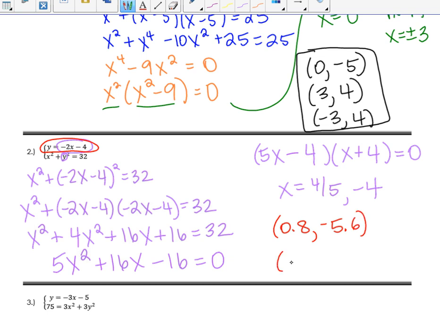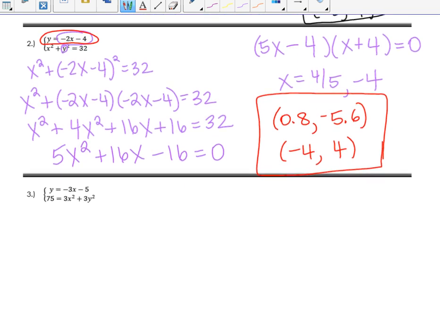Okay, then do the same thing with negative 4. If you take negative 4, negative 2 times negative 4 is 8, minus 4 is 4. So you have two intersection points here. One's pretty, one's not. Okay.